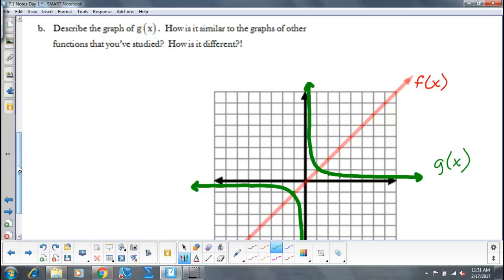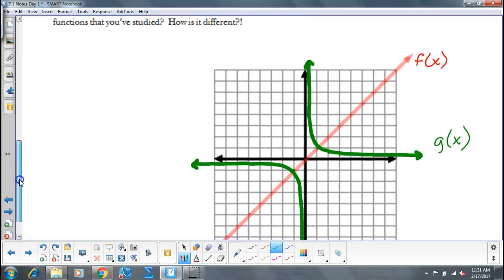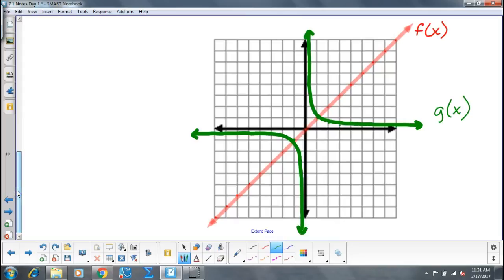First off, what was f of x? It was a line, a linear function. Is g of x a linear function? No. g of x is defined as 1 over f of x. So the reciprocal of a linear function is not linear. What else do you see about it?